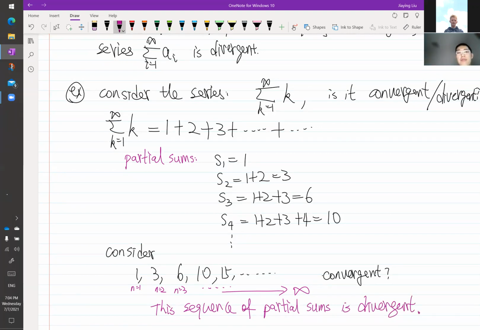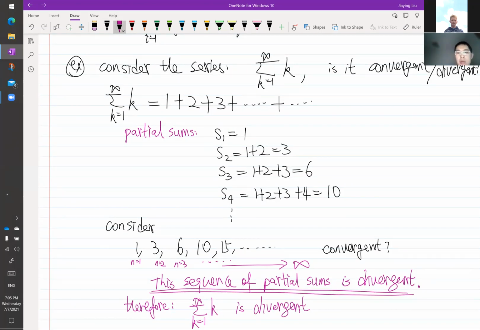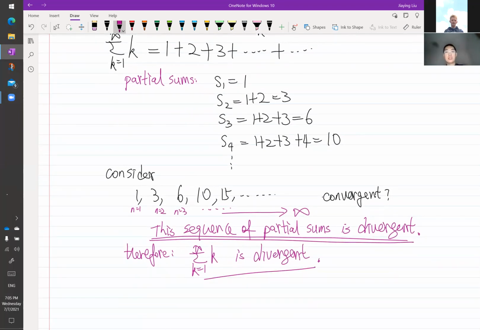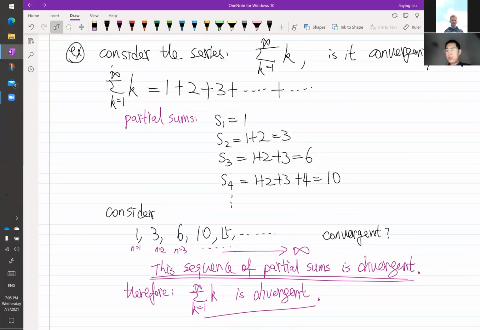If the sequence of partial sums is divergent, then the series that we're considering, k going from 1 to infinity of k, or you can write it as 1 plus 2 plus 3 and then keep going, that series is divergent, because the sequence of partial sums is divergent. So that's what the definition says. I hope it helps. And if the partial sums converge, then the series is also convergent.